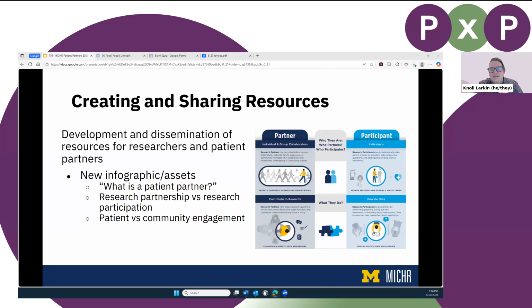So we worked with our cancer center, and it's a much longer, bigger module, but this is just a quick screenshot of that, comparing the difference between those two concepts. And then finally, we've been exploring and discussing differences and similarities of patient engagement and community engagement in research. So we're also creating an infographic for that.